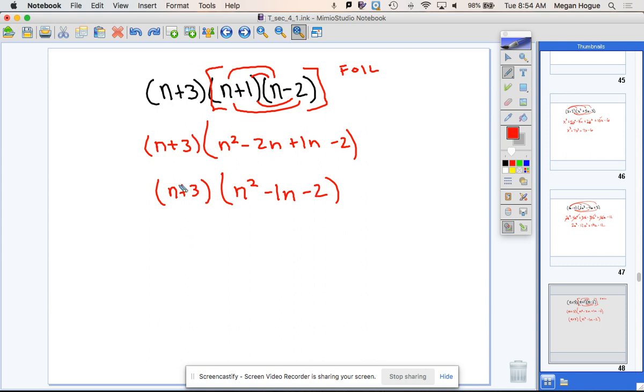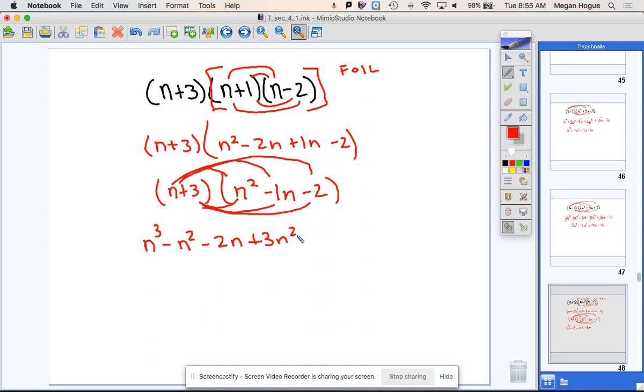We need to take the n and distribute through. So we're going to get n cubed minus 1n squared, or just n squared, minus 2n. Then the 3 all the way through, plus 3n squared, minus 3n, minus 6.